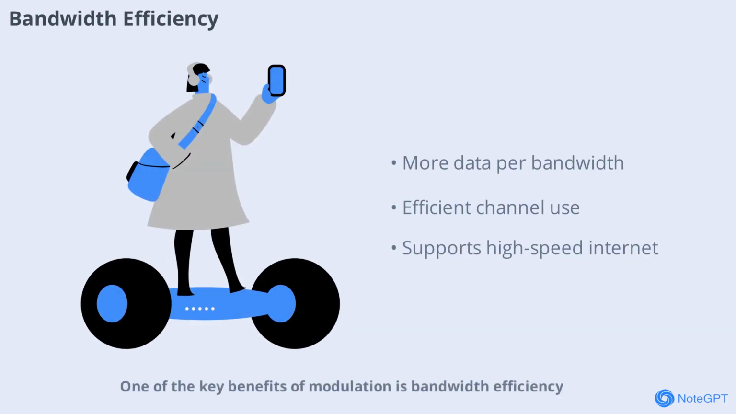One of the key benefits of modulation is bandwidth efficiency. By carefully choosing modulation schemes, we can transmit more data within a limited frequency range. Techniques like QAM and PSK are designed to maximize the amount of information sent per unit of bandwidth, which is crucial for crowded communication channels and high-speed internet.